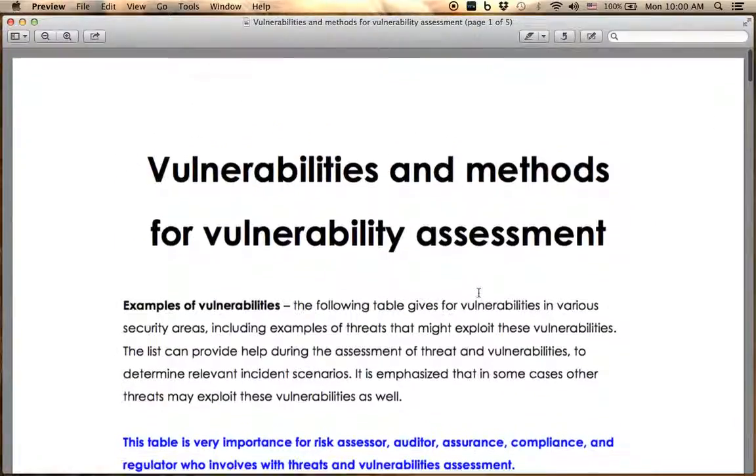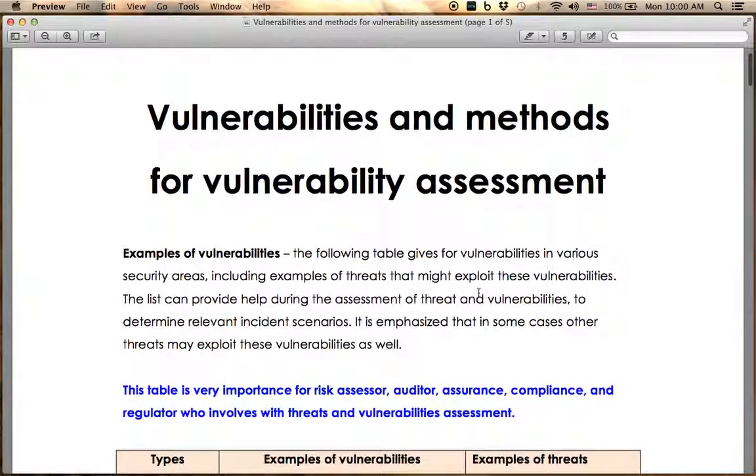Okay, thank you for watching my video. This is just an example of how we can use the method to map the vulnerability assessment.